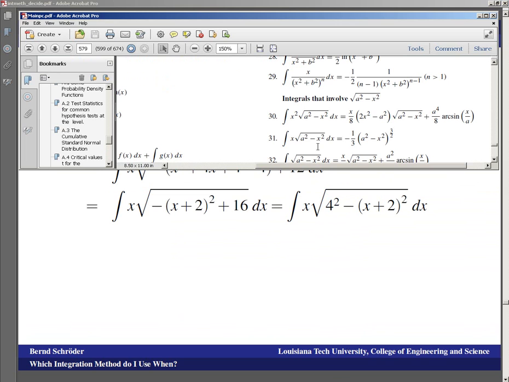Right, this is an x times the square root of a squared minus x squared. Now there's a little bit of a trap here, and that is, here we have an x plus 2, so we're not quite done yet. The thing that we do with tables is we have to match exactly the pattern in the table, and this pattern doesn't have an x plus 2.